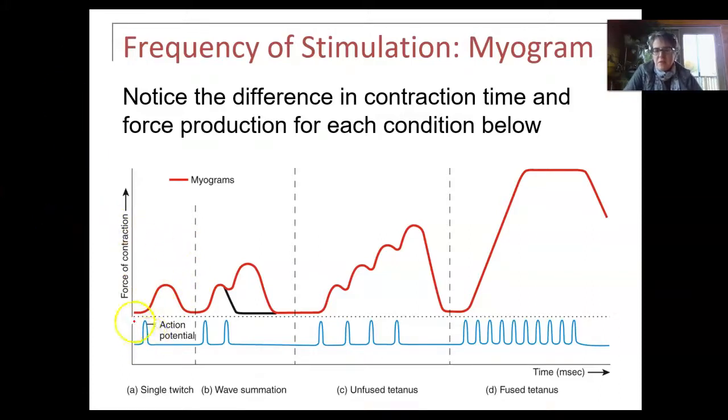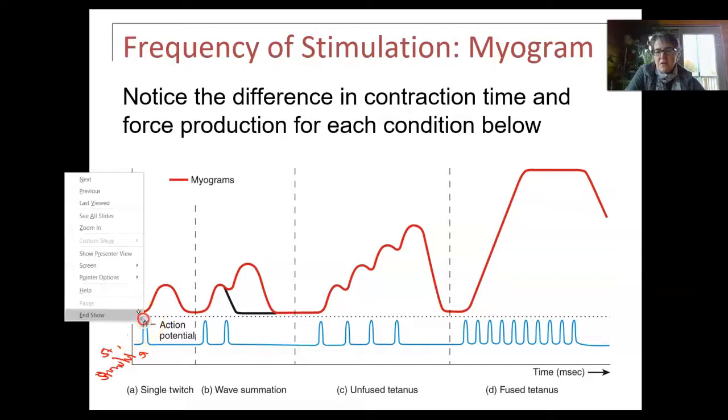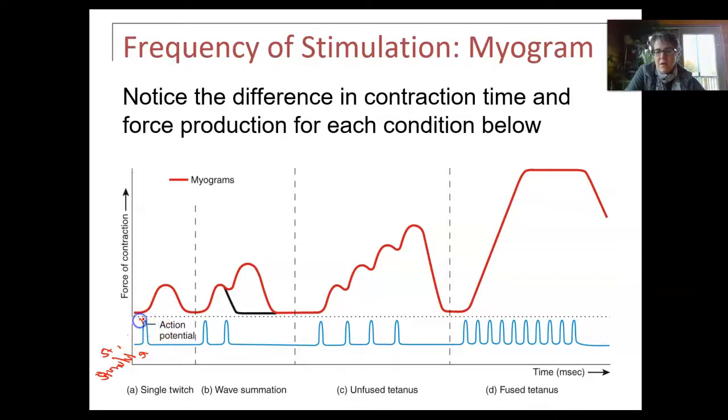All right. So what we have here, this little guy down here is a stimulus. All right, so the blue is a stimulus. So here I'm delivering the stimulus. There's the delay. So I have the latent period, period of contraction, period of relaxation. That's my single twitch.